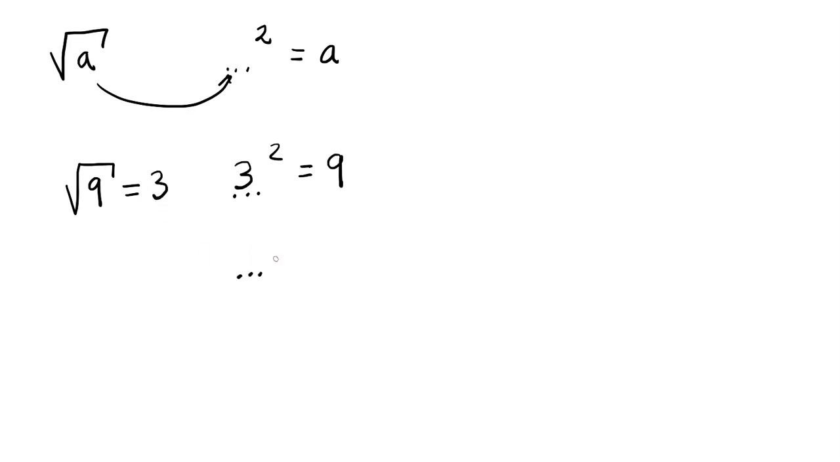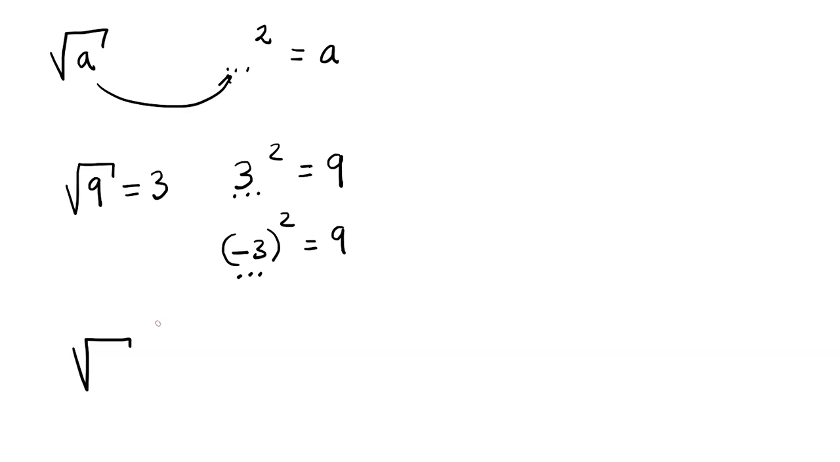Of course, you could also have put minus 3 here. That will also make it work. But to have a unique definition, you define this as the non-negative number that you should put here. So in this case, you have two options. You could put 3 and minus 3, but you define this as the non-negative solution. So this is equal to 3, not minus 3.